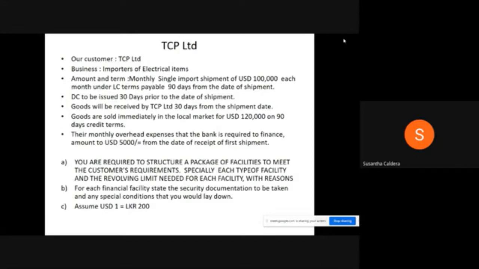Monthly single import shipment of $100,000 each month under LC terms payable 90 days from the date of shipment. Have you done this one as homework? How many people have done this?